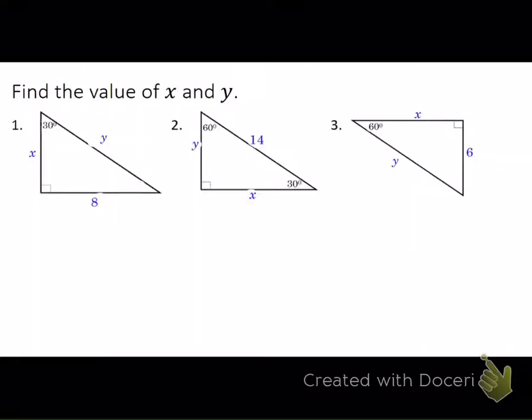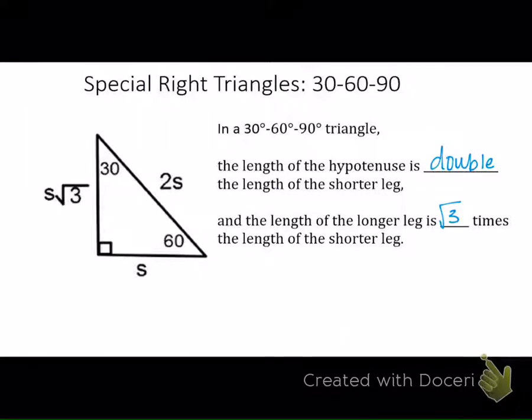What does it mean by the length of the hypotenuse is double? That means that the length of the hypotenuse, so the longest side, the 2S, is double the shortest side. Okay. That's why it's 2S, because you're doubling the short side. Does that make sense? Yeah.